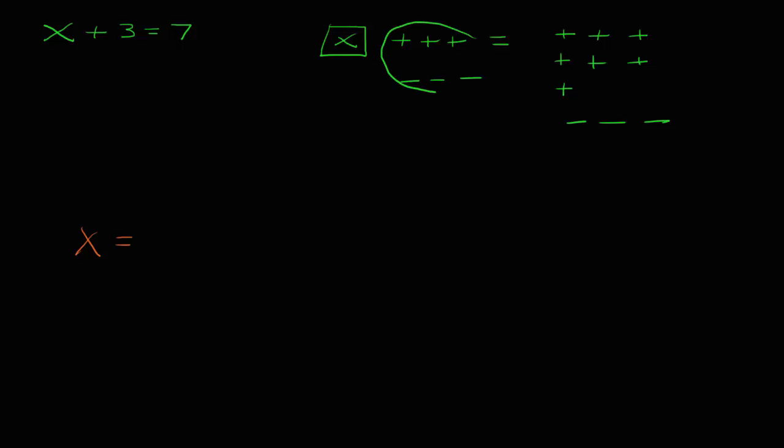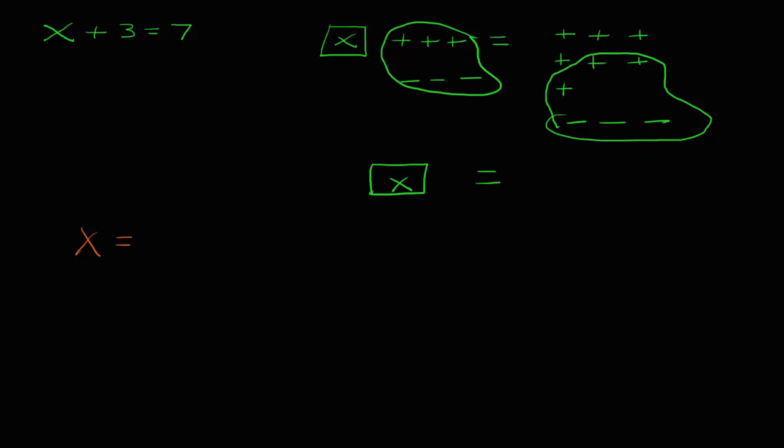These end up being 0. So we just have our box of x left over. Equals, well, those negatives get rid of 3 of my positives. That's 0, and I have 4 positives left. So in this case here, there's my picture of x equals 4.